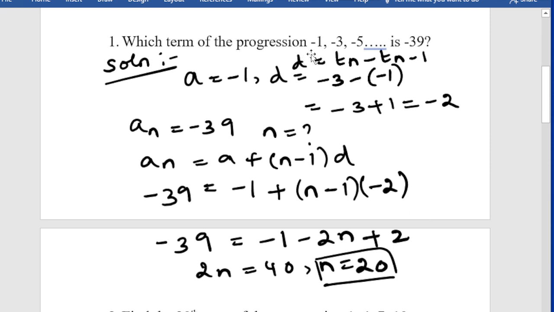This is very simple. So first we have to find what is a, what is d, and here minus 39 is the term, and we are finding the n associated with that. We are applying the relation a_n equal to a plus (n minus 1) into d.